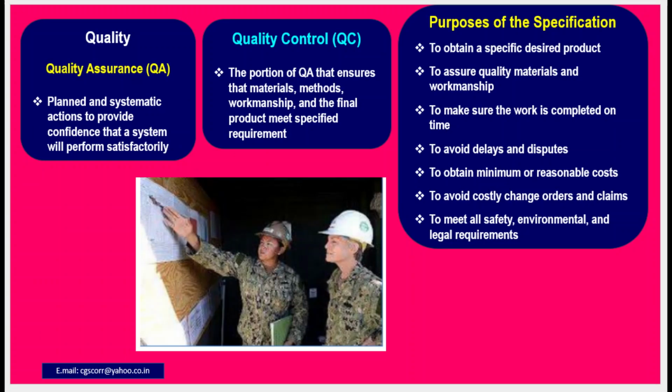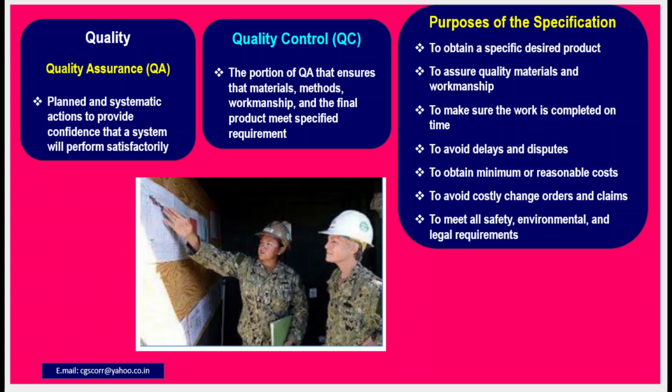Quality assurance, shortly called QA: planned and systematic actions to provide confidence that a system will perform satisfactorily. Next one is quality control, QC, the portion of quality assurance that ensures that materials, methods, workmanship and the final product meet specified requirements.